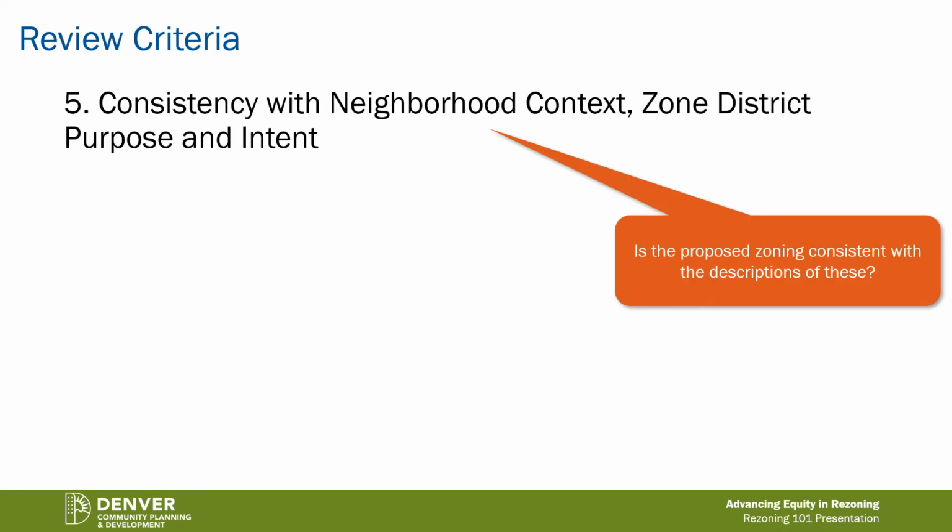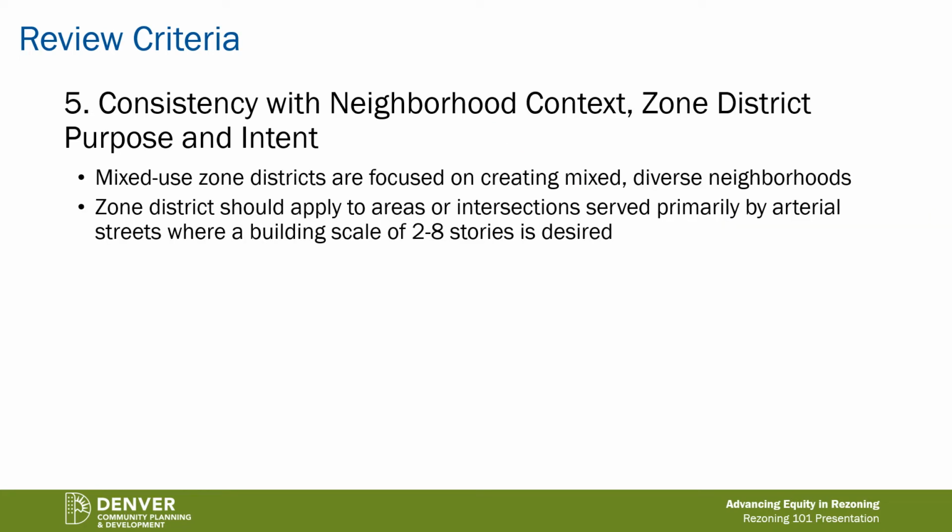And finally, the last review criteria is consistency with the neighborhood context, zone district purpose, and intent statements. In the Denver zoning code, there's a description for each neighborhood context. There's also a description for the general purpose and intent of each zone district. This criteria means that the proposed zoning and what it allows should be consistent with all those descriptions. In the case of our example, the proposed zoning of CMX8 is consistent because it meets the descriptions.